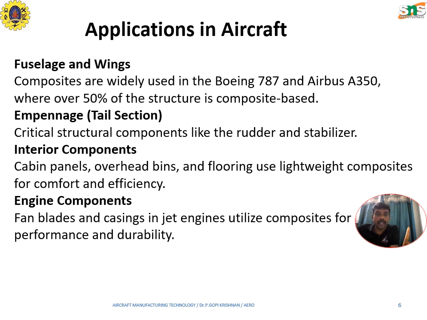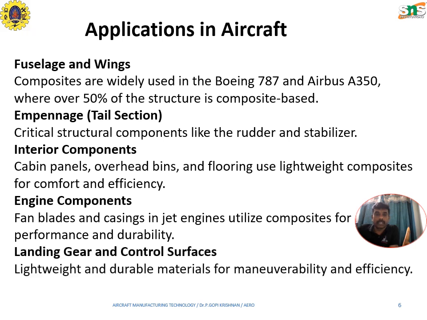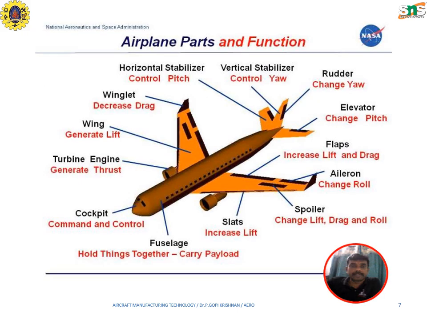For the interior of the aircraft, applications such as cabin panels, overhead bins, and flooring use lightweight composites for comfort and efficiency. For the engine components, fan blades and the casings in the jet engines utilize the composites for performance and durability. For the landing gear and the control surfaces, lightweight and durable materials for maneuverability are made up of composite materials. And these are the different components that are combined together to make an aircraft, and each component is responsible for a certain application.